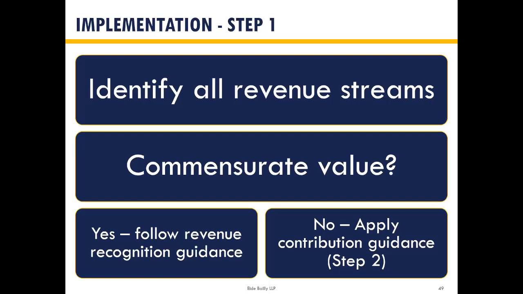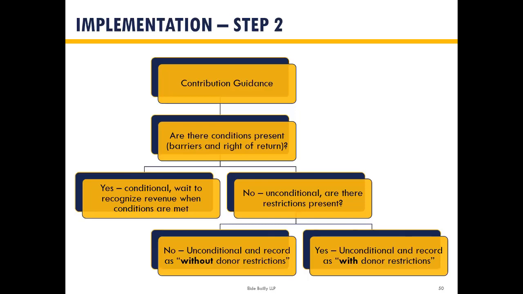After you have gone through step 1, our next step, step 2, if you have contribution guidance, are there conditions present? Are there those barriers and right of return? If the answer is yes, you have a conditional, so you're going to wait to recognize your revenue when those conditions are met. If no, it's unconditional, but then you need to look, do you have restrictions? Are you going to be recording that as revenue without donor restrictions or revenue with donor restrictions?